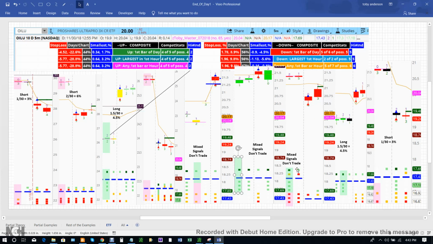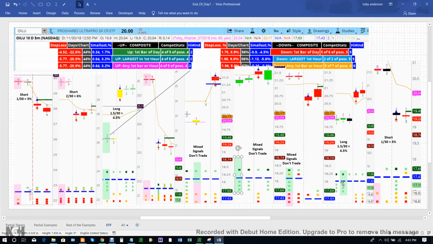Okay, next one is mixed signals, don't trade. It did go down. Numbers up here are 2 and 4. So 2 is the highest for going up, and 4 is not the highest for going down, but it did go down. Nonetheless, it's a mixed signal, don't trade.